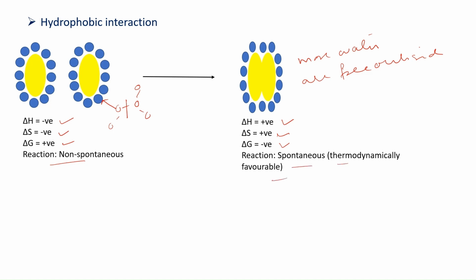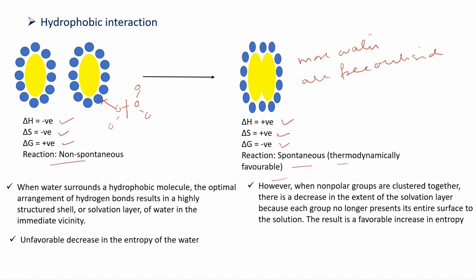thermodynamically favorable. So this is the reason why protein folds, because there is a tendency in non-polar groups to form a cluster. Therefore, folding of protein is favorable thermodynamically. For the detailed explanation of thermodynamics, you can check the thermodynamics video.